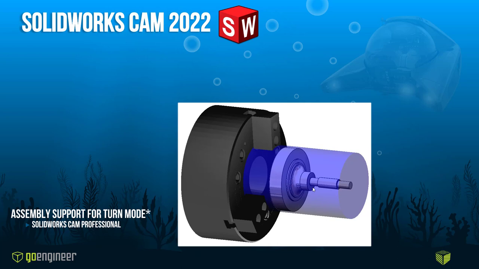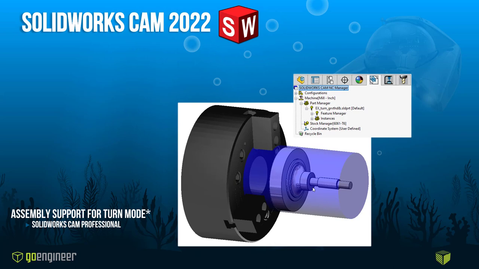For SOLIDWORKS CAM Professional 2022, turn mode now supports assemblies that contain a single turn part model as long as the following conditions are met. Define the main spindle coordinate system for machining the parts in the assembly. Define the settings within the stock manager. Define the spindle designation and origin coordinate system associated with the part.